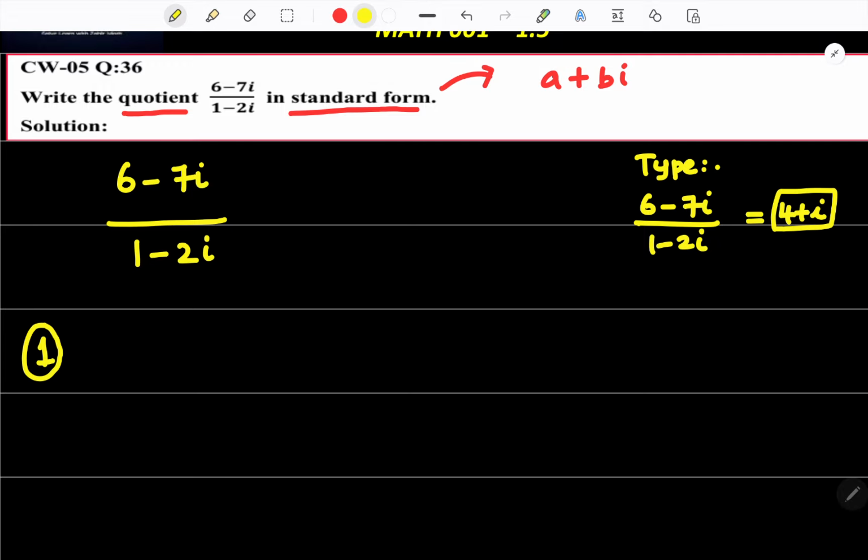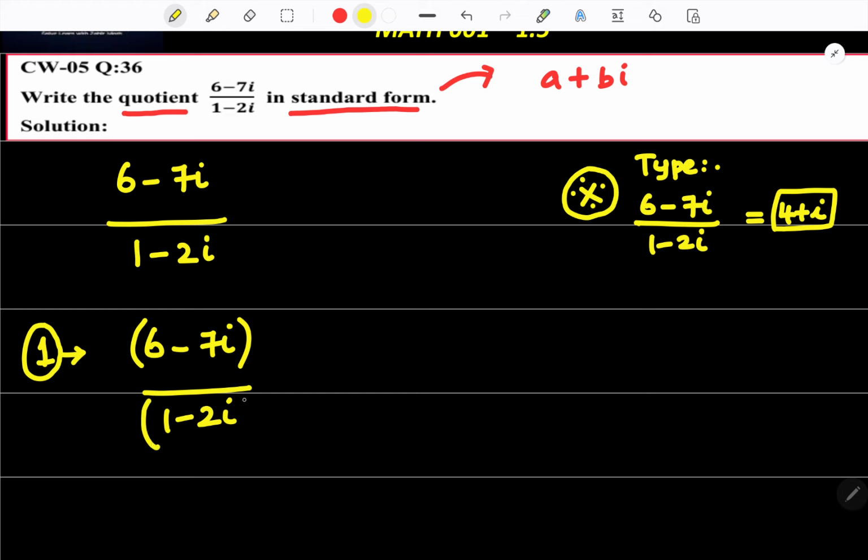But keep in your mind, you are not supposed to write the direct answer in the exam. You will not get full marks. You have to do steps. So step number 1. What is step number 1, teacher? Write the problem 6 minus 7i divided by 1 minus 2i. Put brackets and put a multiply symbol. Then after that, open another bracket here and also open another bracket.